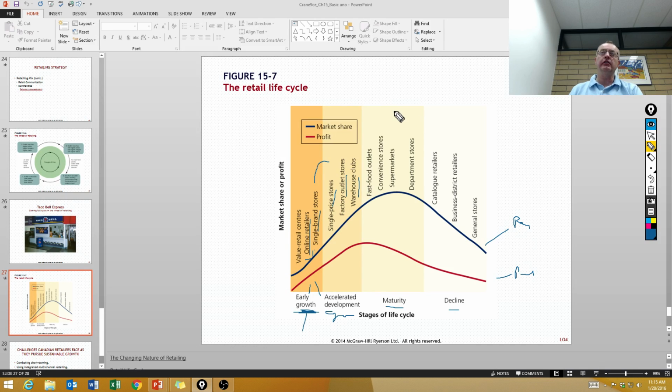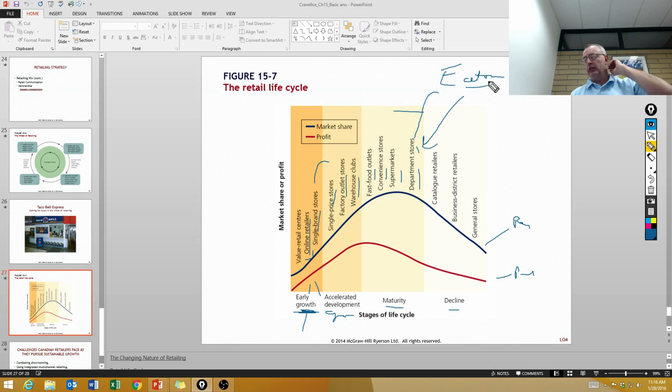In the mature stage of the retail life cycle, we have fast food restaurants, convenience stores, supermarkets, and department stores. You may recall a couple years ago, the big Canadian department store Eaton's went out of business. So they were a former department store. That kind of indicates we're at the top of the department store format.